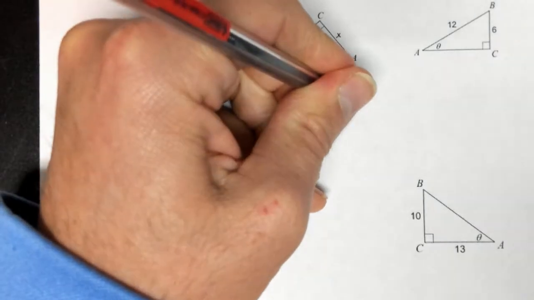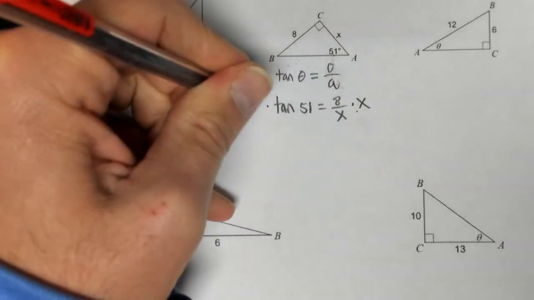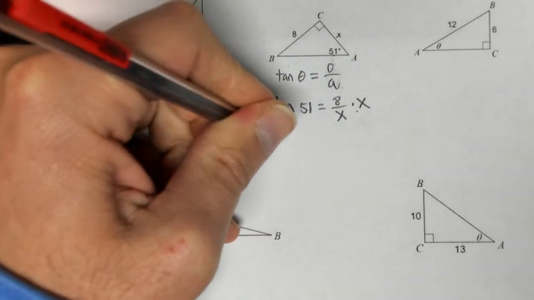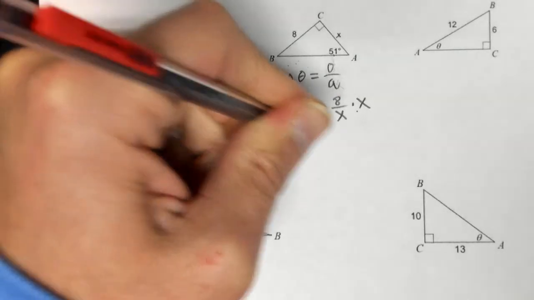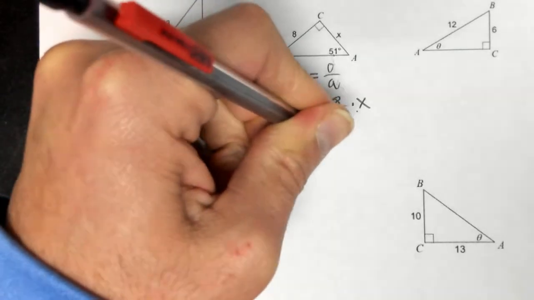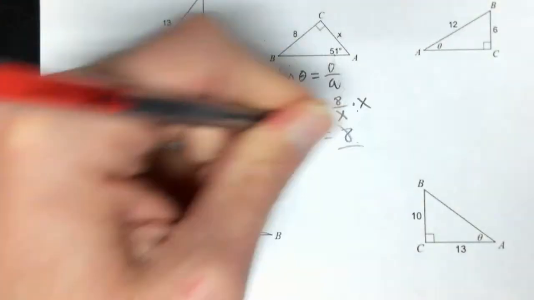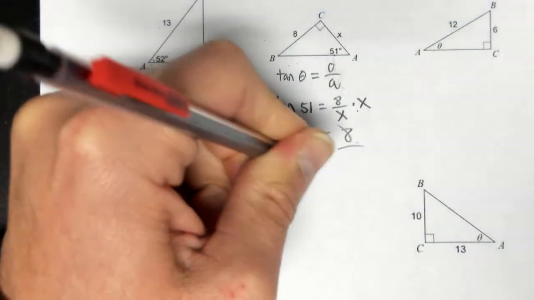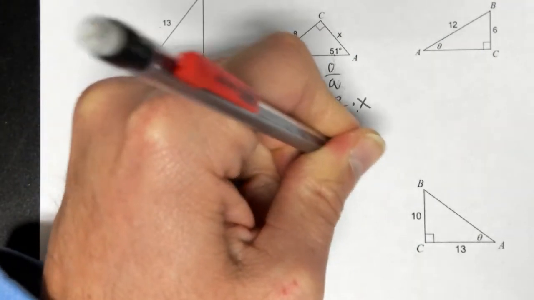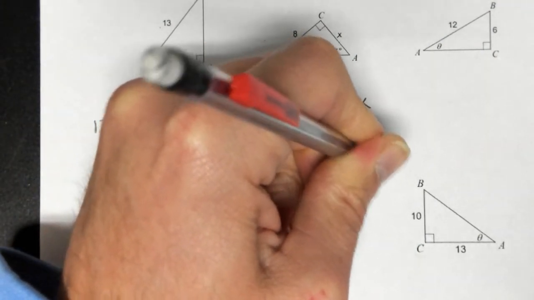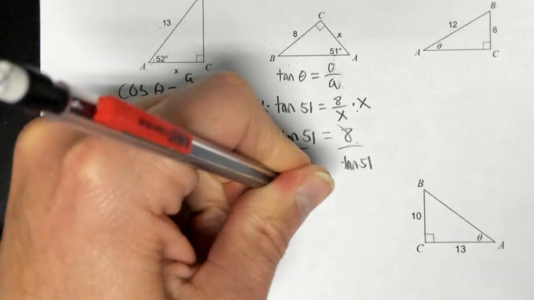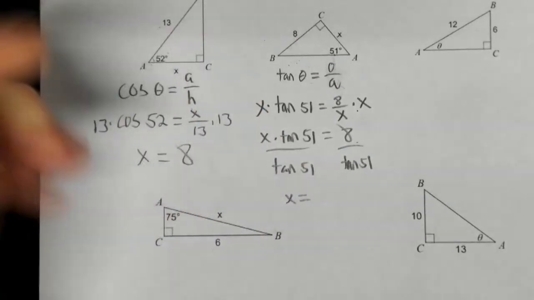Let's get x out of the denominator, multiply both sides times x. Then we'll have x times the tangent of 51 is equal to 8. And to finish this, I'll divide both sides by the tangent of 51. That'll leave me with x equals, which is what I want. And let's see what it is.